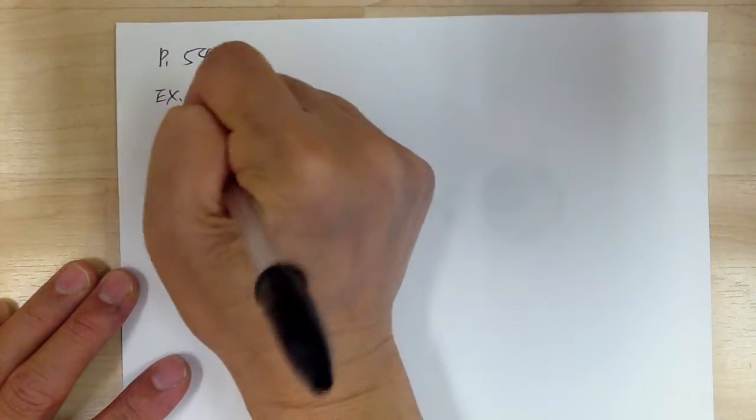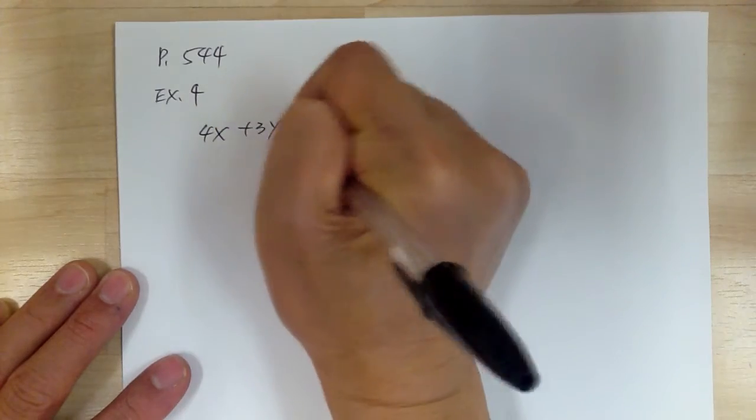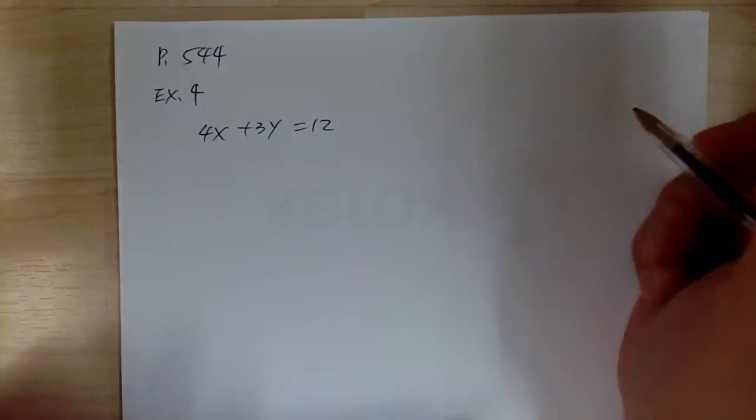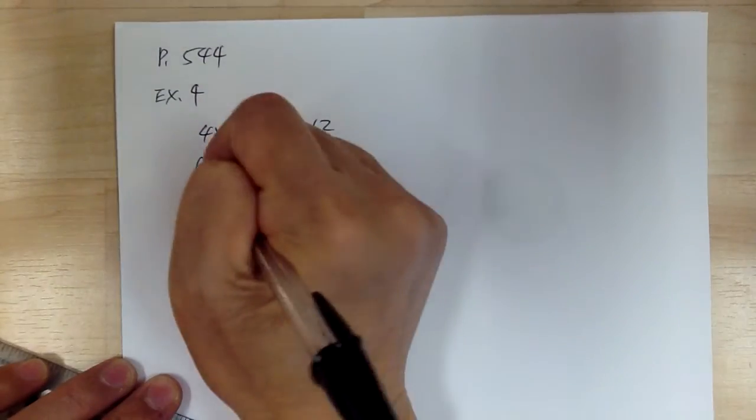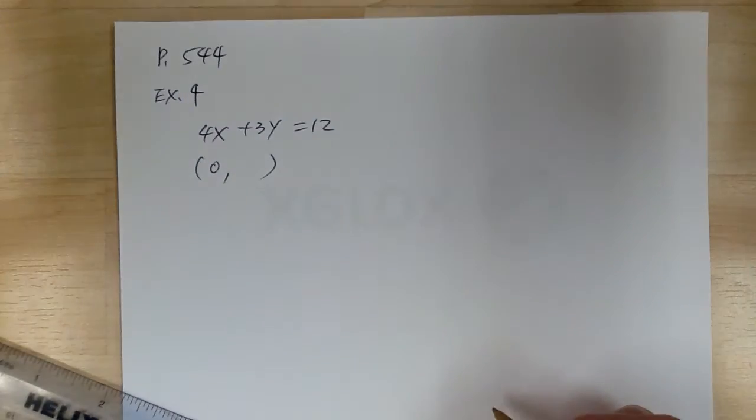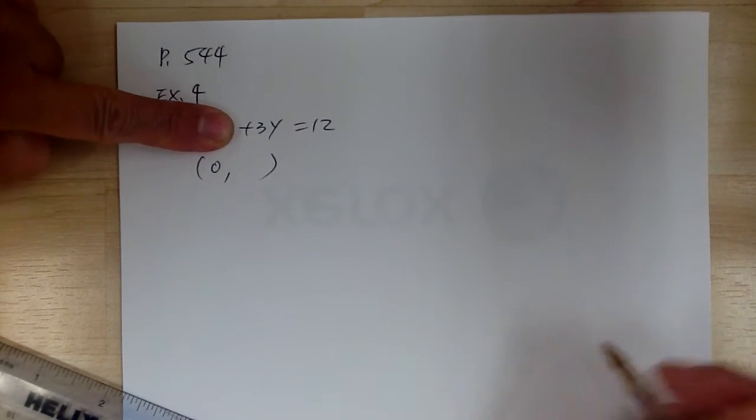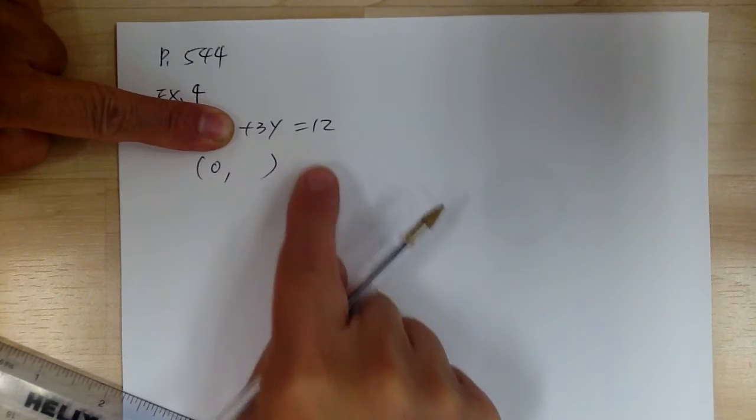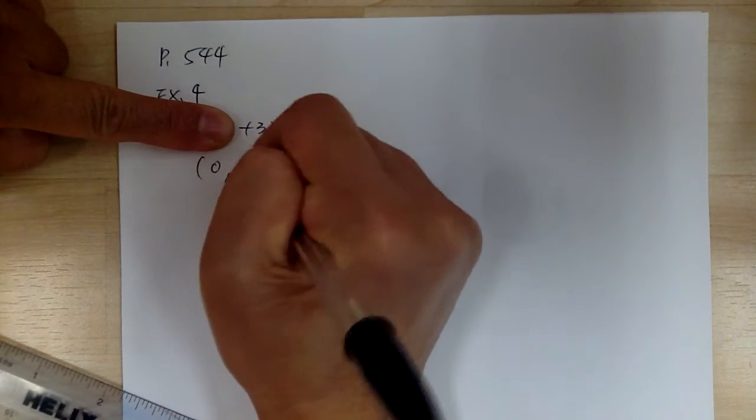So you're graphing 4x plus 3y equal to 12. You can use x equal to 0. You can use your finger. So when it's 0, it's gone. Divide both sides by 3, you get y equal to 4.